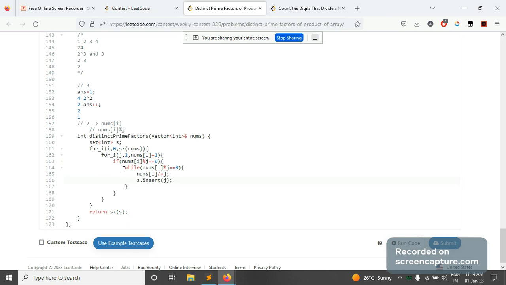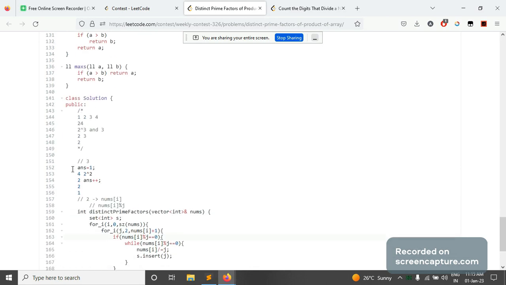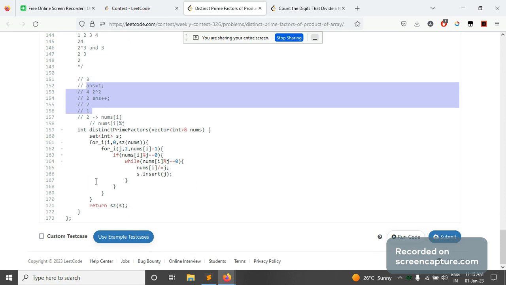Suppose there is a value in the array that is 24. We will divide with the value 2, so it will become 12. Then divided by 2 again, that will become 6, then 3, and after that it will not be divided by 2. So we have stored the value of 2 in the set. After that, it will move to 3, and we will keep on dividing the number by 3. So we got the prime factors as 2 and 3. In a similar fashion, we will do the same with the other values of the array, and we will get our answer. So let me just make the summation.